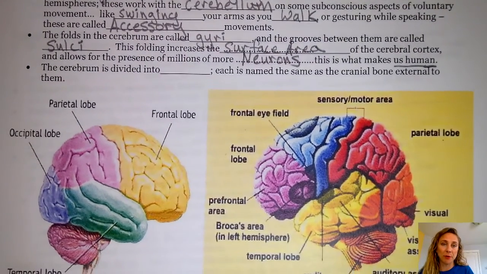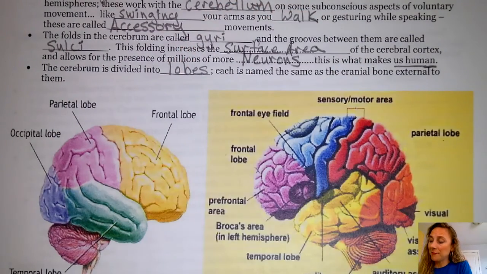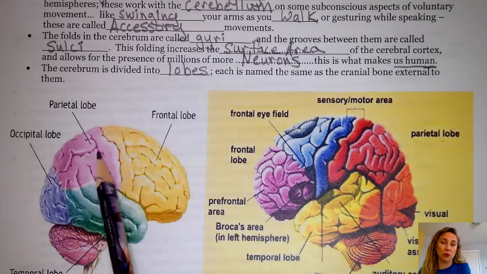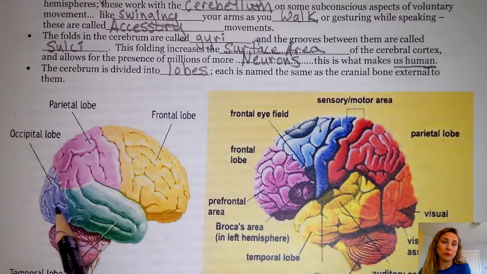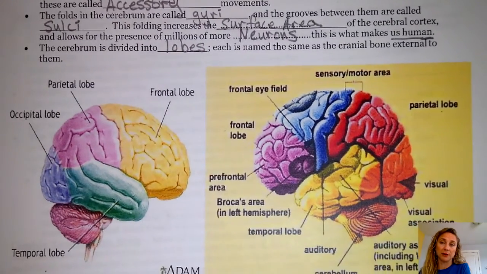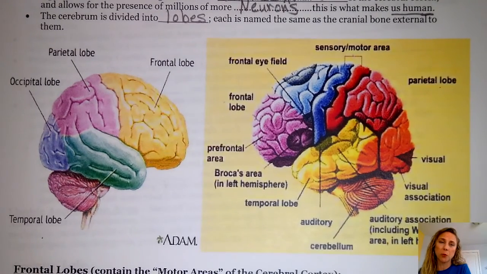assumedly. The cerebrum is divided into lobes. Each is named the same name as the cranial bone external to them, so that's kind of nice. All right. So we got a nice little picture here of the frontal lobe with your little eyeballs out front here. The parietal lobe, this is just the right one. There's also a left one. And the occipital lobe in the back. And then this little guy here is the temporal lobe. Of course, that's the right temporal lobe because we have a left temporal lobe. So there's 4 lobes, but a couple of them are paired, okay?